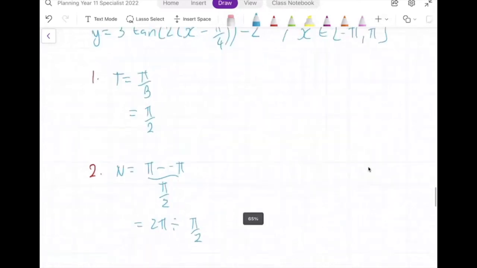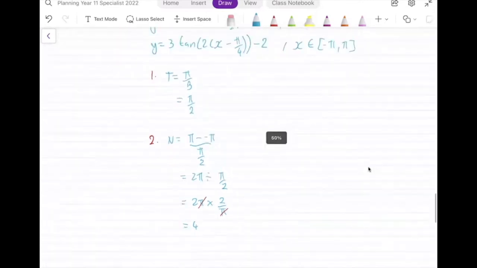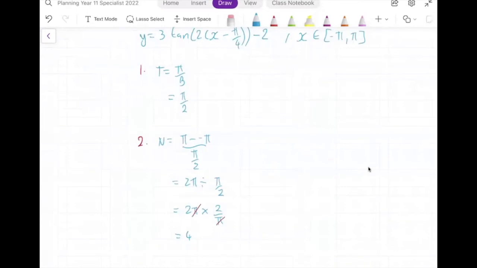We can write it out this way to help with our manipulation of our fractions. If I have this, keep it, change it, flip it. Simplify. I'm going to have 4 full tan waves within my domain from negative pi to pi.